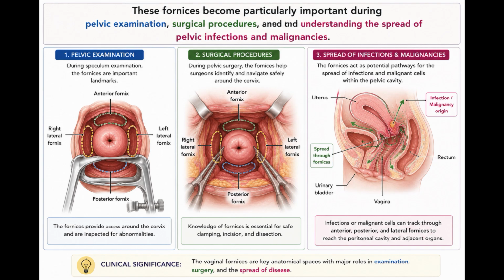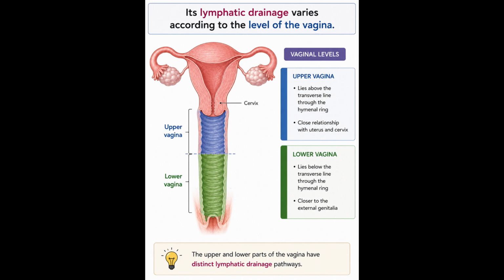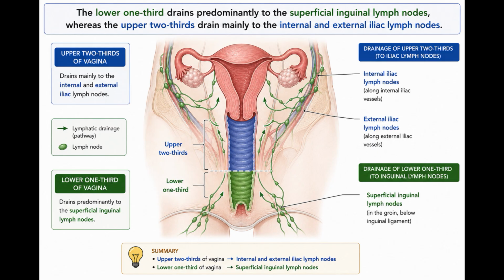The vagina receives its arterial supply primarily from the vaginal artery, with additional contributions from branches of the uterine artery. Its lymphatic drainage varies according to the level of the vagina. The lower 1/3 drains predominantly to the superficial inguinal lymph nodes, whereas the upper 2/3 drain mainly to the internal and external iliac lymph nodes.